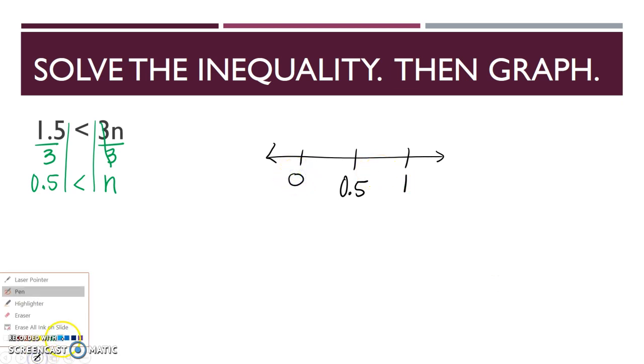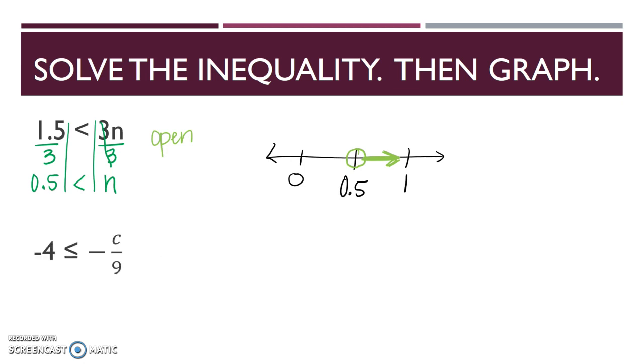So for this one, my circle is actually going to be open. There's no "or equal to" here. So there's going to be an open circle on 0.5, and n needs to be larger than 0.5. So in this case, I'm actually going to shade my arrow in the right direction, towards the right, all towards numbers that are greater than 0.5.